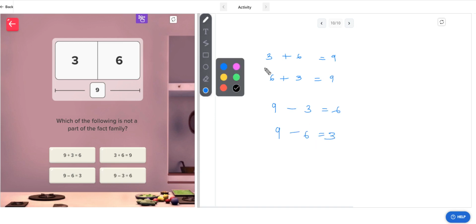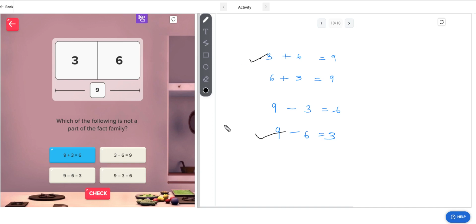Now let's match. Is this one there? Yeah, this is there. Is 9 plus 3 equals 6 there? No, right? So this is not a part of the fact family, because if you read the question carefully, it says not the part of the fact family. This is there. Then 9 minus 6, this is there. And then 9 minus 3 is equal to 6, this is also there. So the only option that is not a part of the fact family is this option, right?